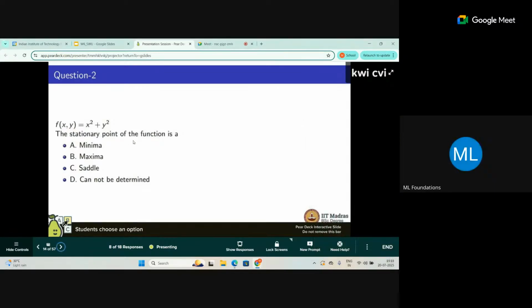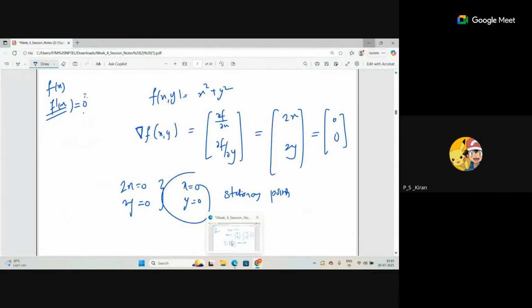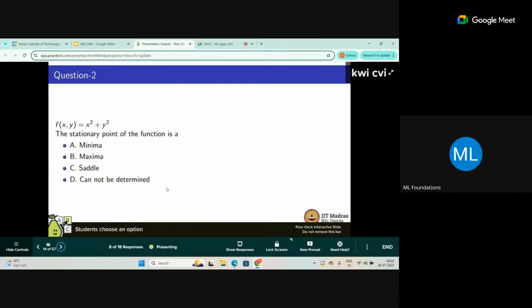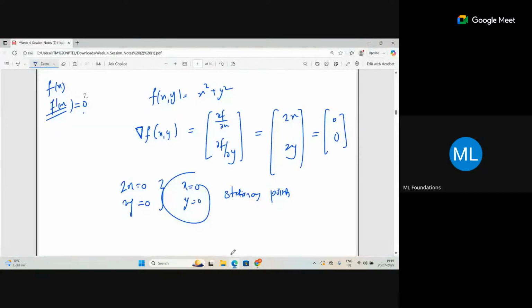What is the stationary point of the function? Critical point. Minimum, saddle point, or cannot be determined? Minima. What is the condition on minima? Second derivative is positive. So if it is greater than 0, that is your minima. If it is less than 0, it is maxima.